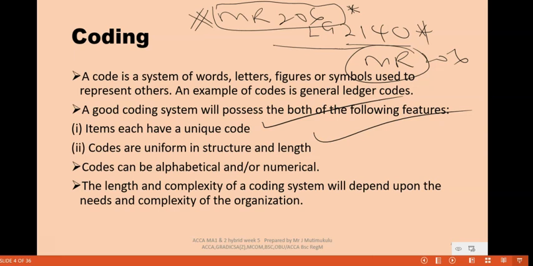So if our employees are having employee codes, then we have to expect to see them having letters. If we are using letters, the employee number should start with letters, or at least two letters, and then some figures that follow. That's some type of uniformity in structure.